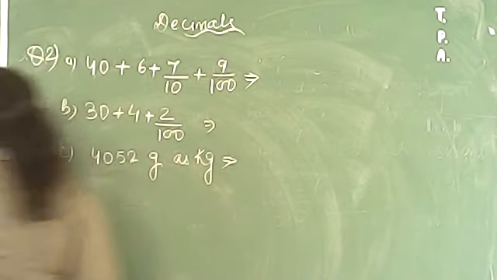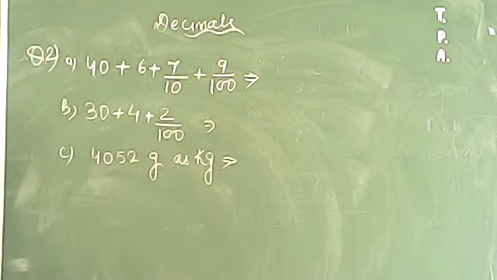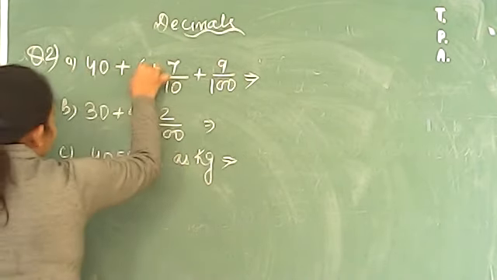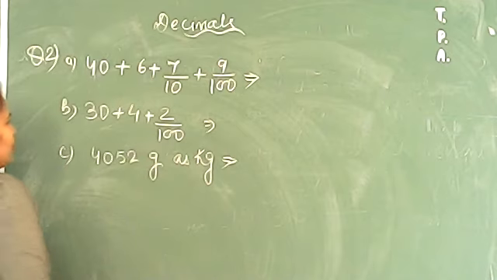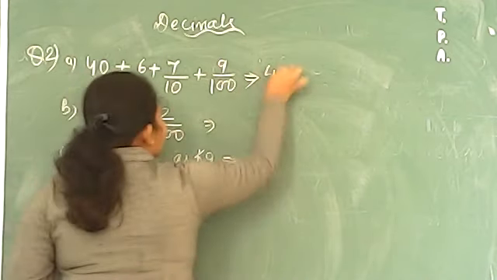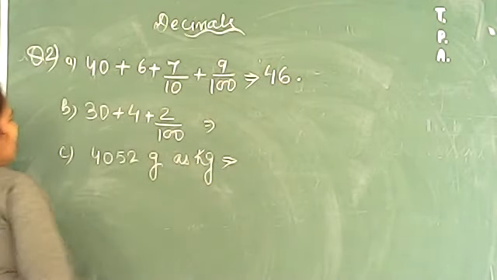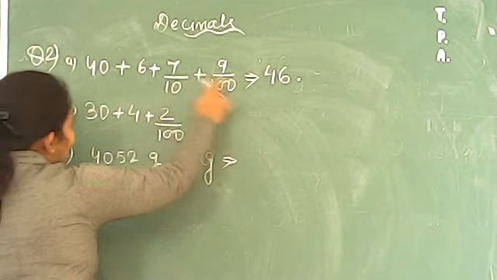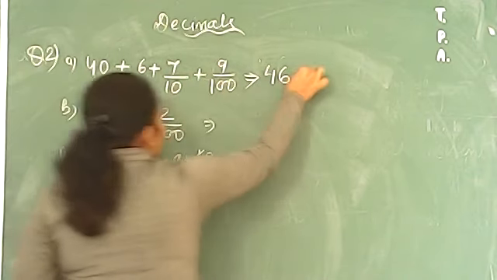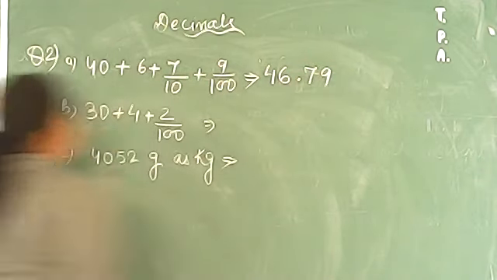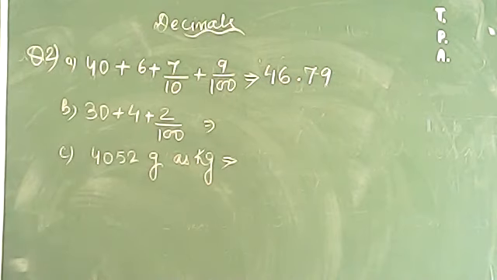So let's begin from question number 1 of 2, that is 40 and 6. This is expanded form. If you must be remembering, we have done this. 40 and 6, you will have 46. Then these all numbers come in the decimal part. So you have all the places. 10th वाली भी है, 100th place भी है. It means your answer would be 46.79.